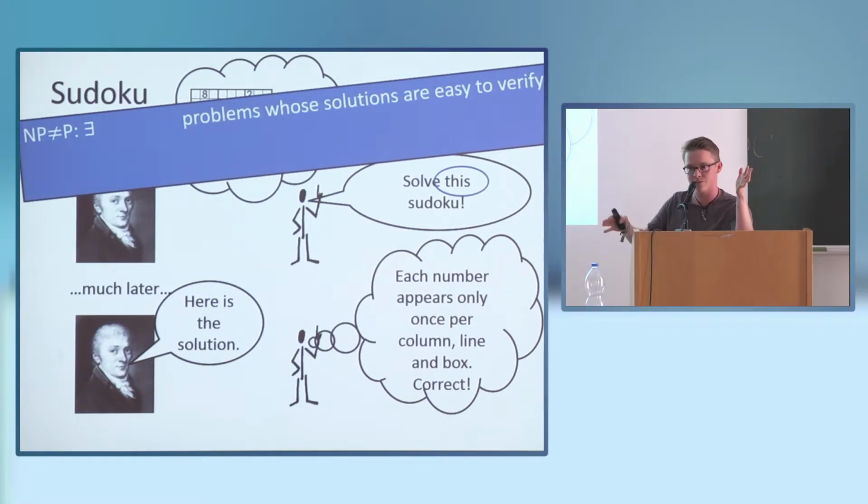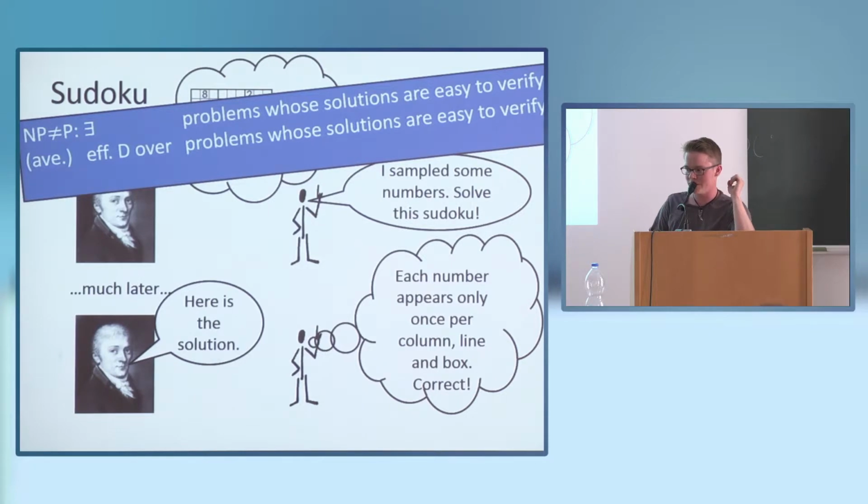The way I think about the differences between worst case hardness, average case hardness, one-way functions, and public key cryptography is in terms of quantifiers only. That's the only thing that changes for me. So NP not equal to P means there exist hard problems. The average case version of it is an efficient distribution over hard problems. So you could sample a couple of numbers, put them into the Sudoku, and give them to someone. That would be a distribution of problems that, if your number distribution is good, is hopefully hard.